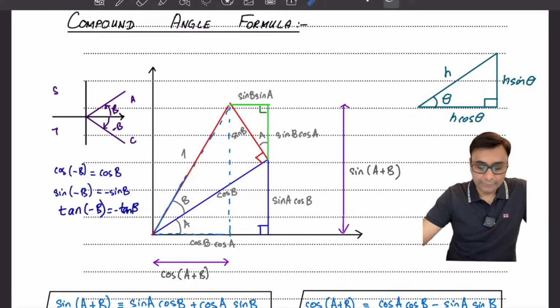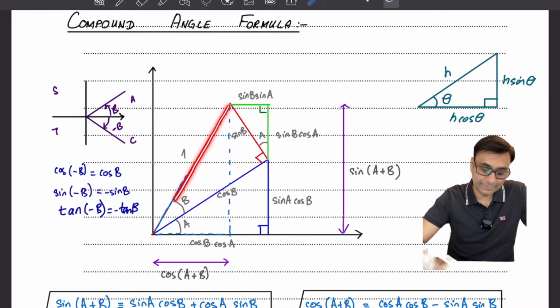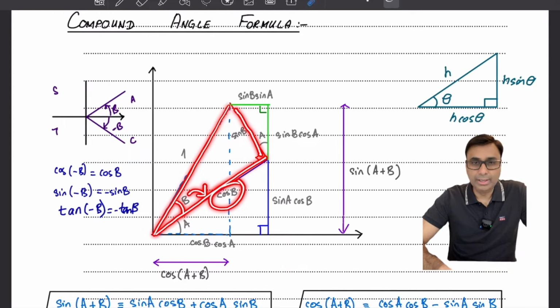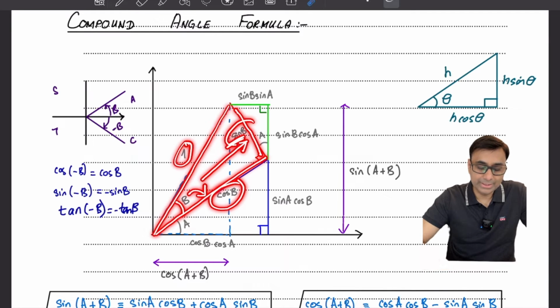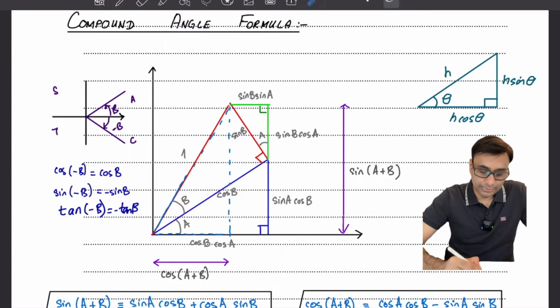So once we have identified that, we can also note here that if this is 1, this is angle B, and this is a right angle triangle, then the side that is next to the angle is going to be 1 into cos B, hence this is going to be cos B. And the side that's opposite to the angle is going to be 1 into sine B. That means this side is equal to sine B.